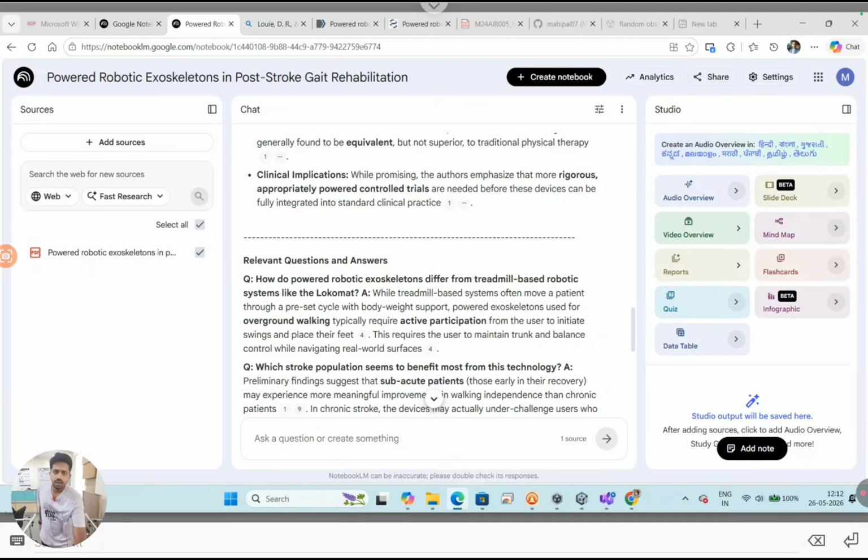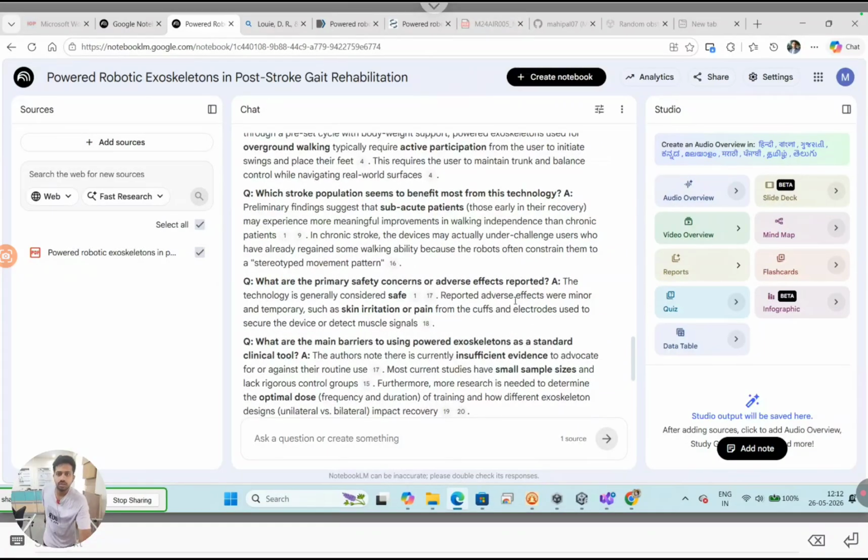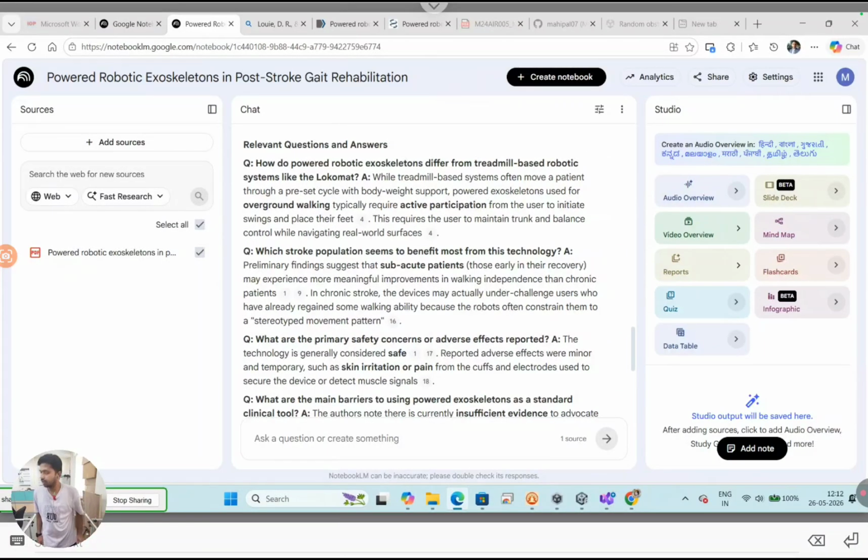So relevant questions that can be asked from this paper are: how do powered robotic exoskeletons differ from treadmill-based robotic systems like the Lokomat? While treadmill-based systems often move a patient through a preset cycle with body weight support, powered exoskeletons used for overground walking typically require active participation from the user to initiate, swing, and place their feet. This requires the user to maintain trunk and balance control while navigating real-world surfaces. So this is the thing.